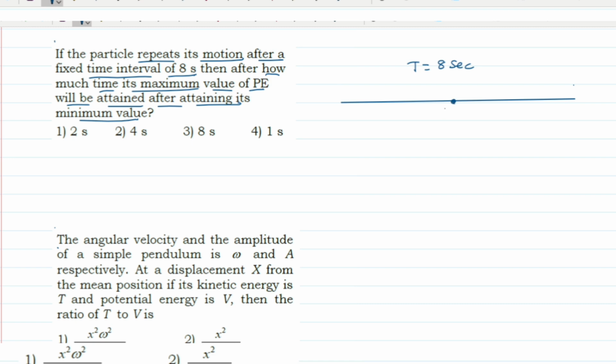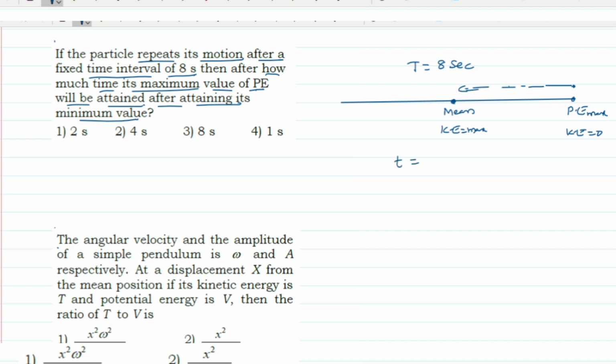So this is the mean position. Here at the mean position, kinetic energy will be maximum. At the extreme position, potential energy is maximum, and kinetic energy will be minimum, that is 0. The question asks: its maximum value of potential energy will be attained after attaining its minimum value. So from maximum to minimum, when the particle is moving, how much time is it going to take?